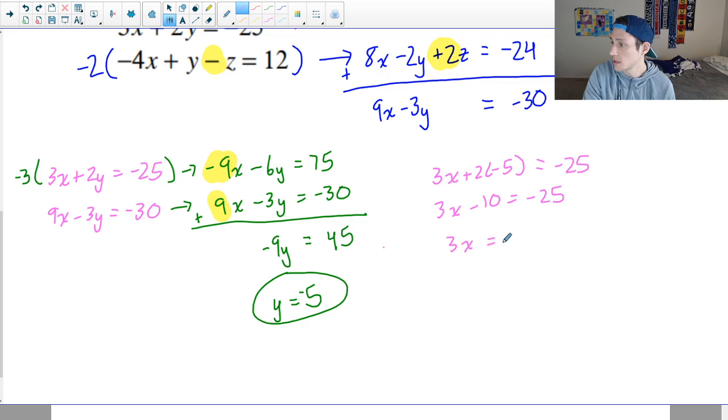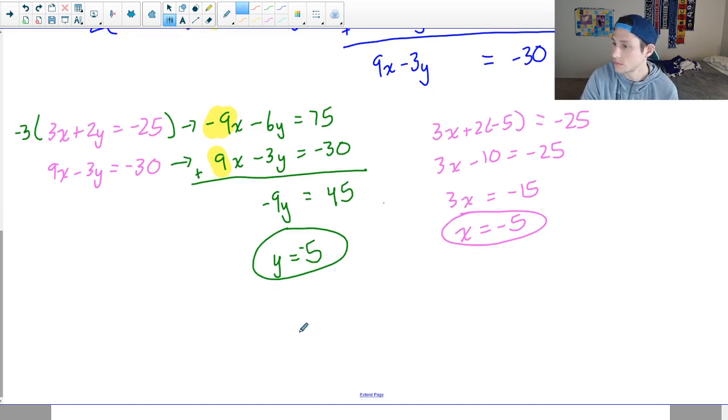Add 10 to both sides, so 3x equals negative 15. Divide both sides by 3. X equals negative 5, so also negative 5. Okay, it's fun. And then lastly, we just have to solve for z.